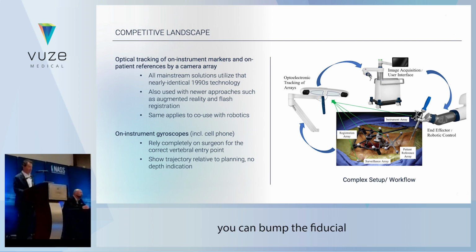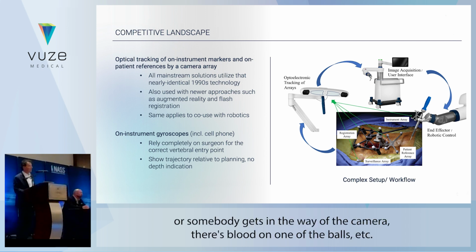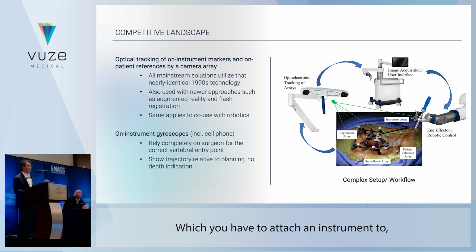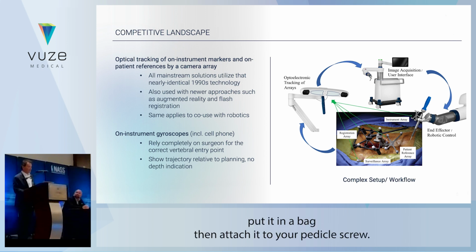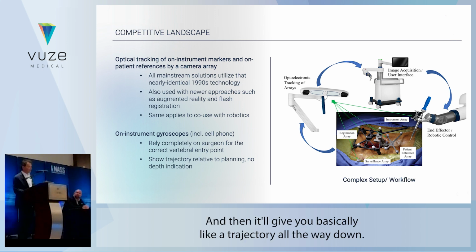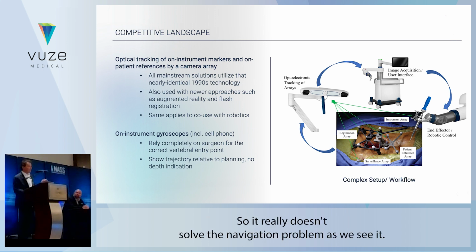You can bump the fiducial, somebody's head gets in the way of the camera, there's blood on one of the balls, etc. There's also some newer instrumentation, which are basically handheld iPhones, which you have to attach an instrument to, put it in a bag, and then attach it to your pedicle screw. But it doesn't really tell you. You have to find the entry point when you use these, and then it'll give you basically a trajectory all the way down. So it really doesn't solve the navigation problem as we see it.